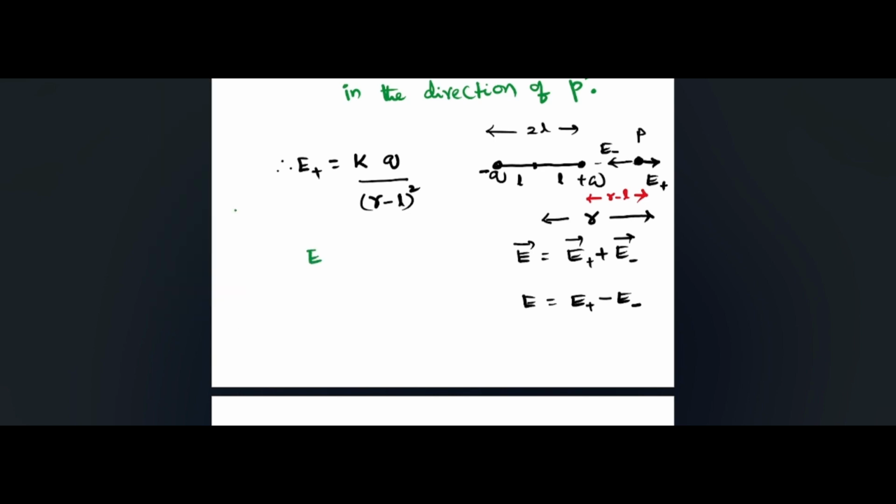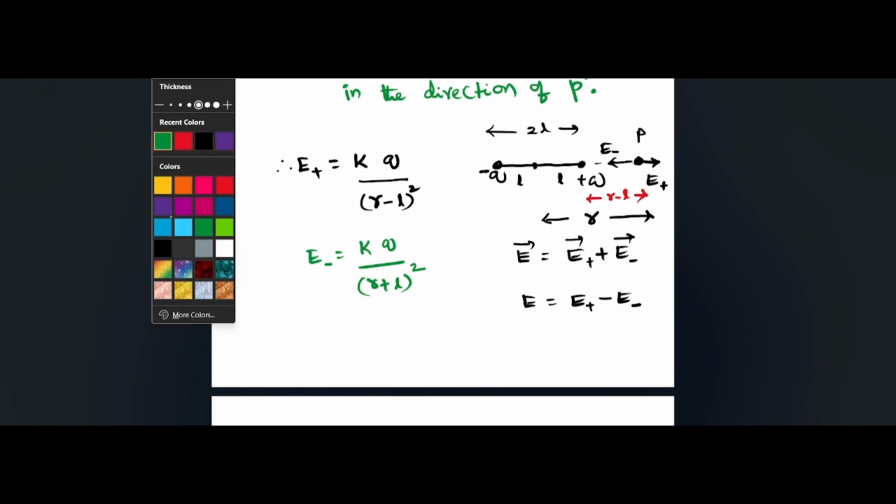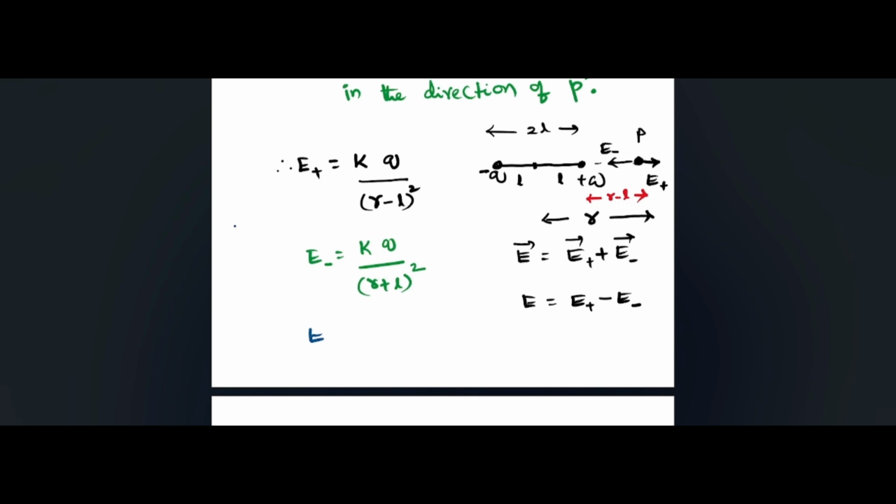Let us write E minus. What is E minus? That is from minus Q. K into Q by r plus L whole square. For the final equation, you just substitute the values and do it, take it as homework. On the axis of the dipole, E is E plus minus E minus. What final equation do you get? The final equation we obtain is K into 2pr by r square minus L square whole square. Here K is 1 by 4 pi epsilon naught.